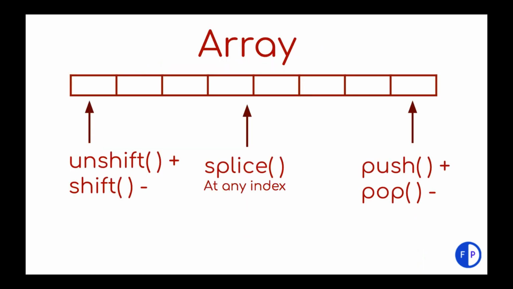We can use unshift and shift for adding and removing elements at the start of the array, splice to add or remove elements at any index, and push and pop at the end of the array. Let's see these operations in action.